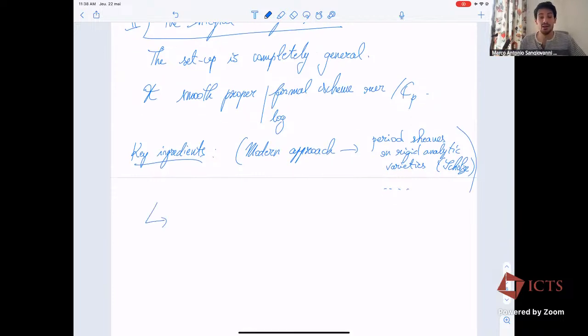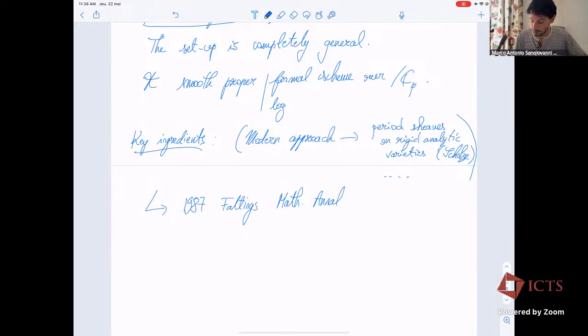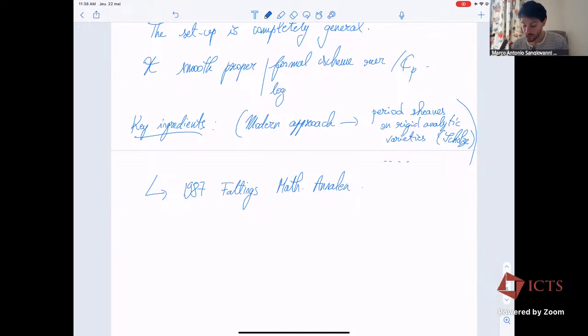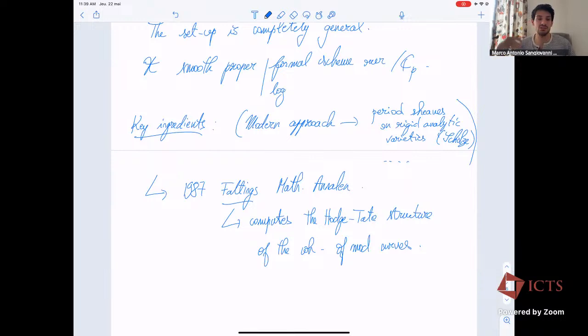But if you want a very down-to-earth approach, you can look at the 1987 paper of Faltings in Math. Annalen, where Faltings computes the Hodge structure of the cohomology of modular curves. And he has a version of these extensions which come from the universal elliptic curve above the modular curve.